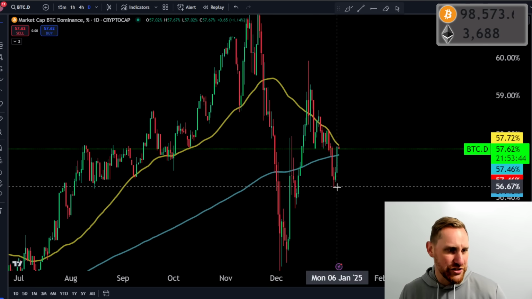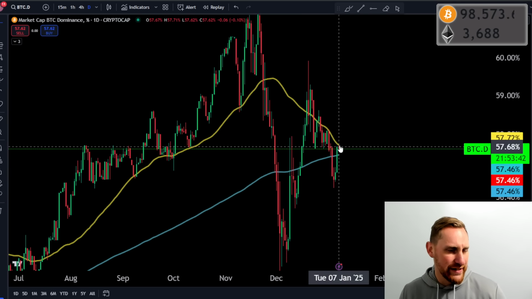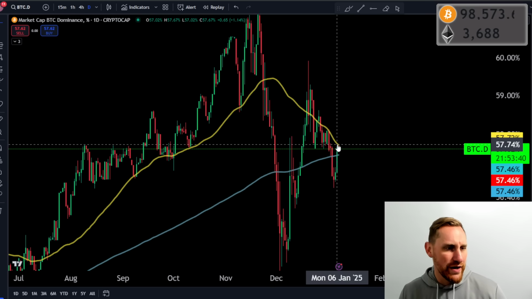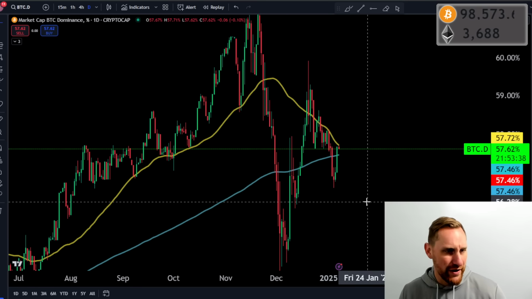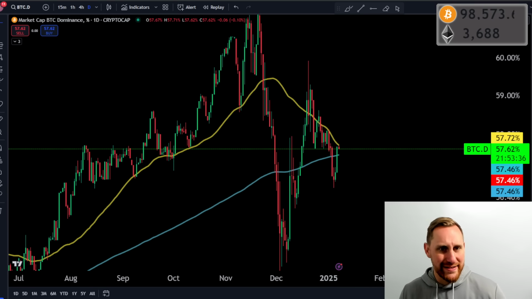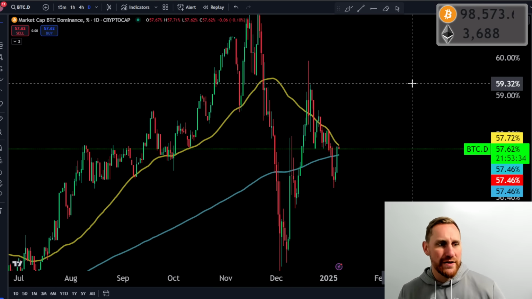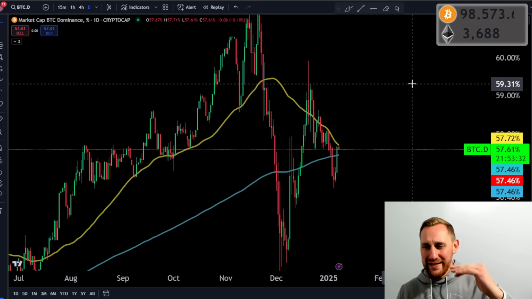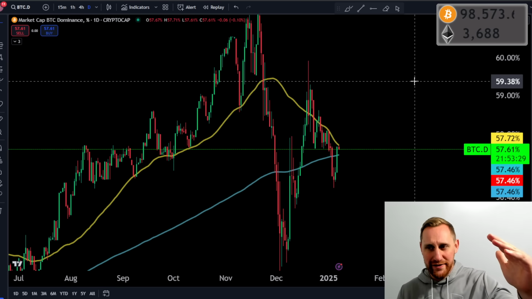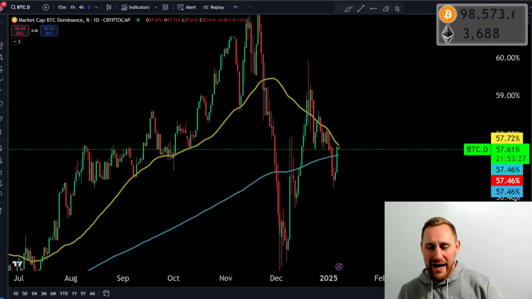Now what you'll notice is we're about to get that death cross, but we're actually getting a move up in dominance as we're about to get it. Now, have we seen that in the past? That's the first thing I want to look at today. Have we seen dominance move up in Q1 of the post-halving year before a death cross? Have we seen that before?